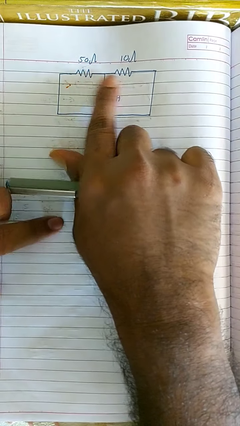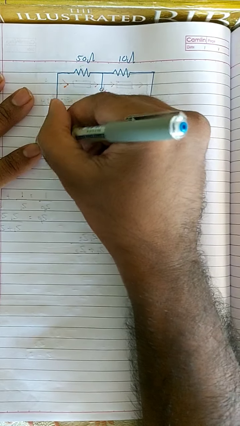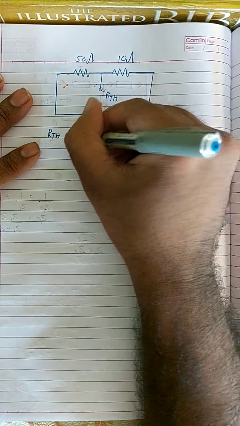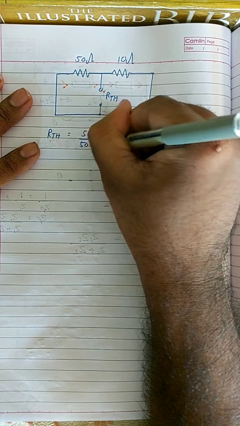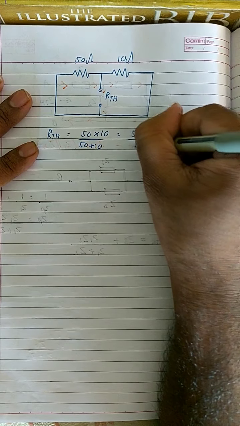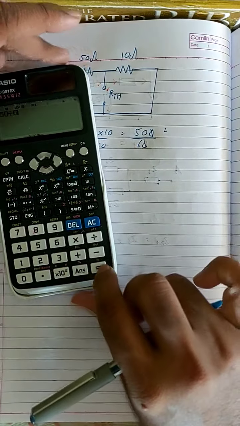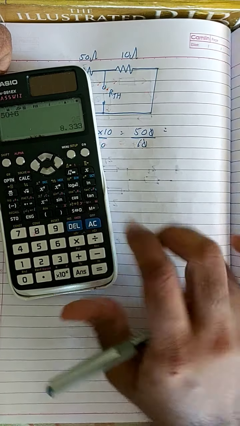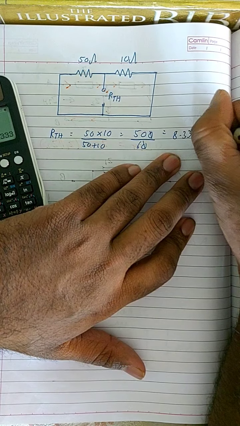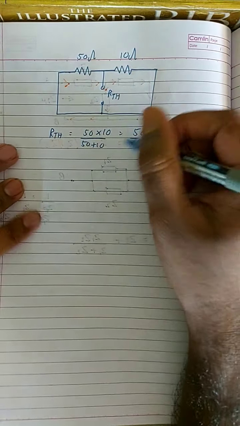So what is this? This 50 ohm is parallel with 10 ohm, right? So which means RTH is equal to 50 into 10 by 50 plus 10. We have 500 by 60, which is 50 divided by 6, which is 8.333 ohms. There we go. Okay, so now your circuit will become like this.